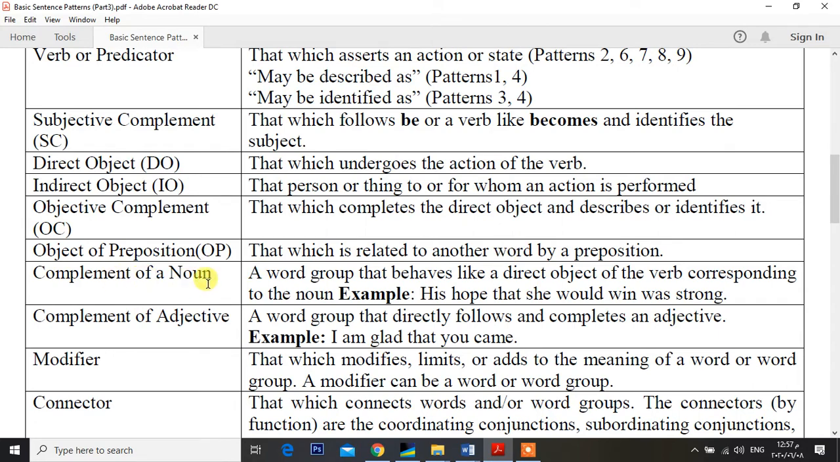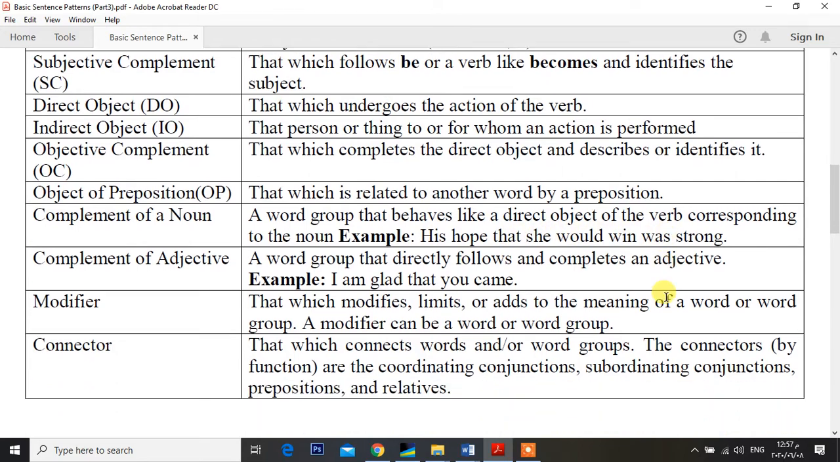Complement of a noun. A function of this label is what? A word group that behaves like a direct object of the verb corresponding to the noun. For example, his hope that she would win was strong. Was strong here is the complement of the noun, which is his hope. So was strong is completing the subject or the noun here, his hope. His hope that she would win was strong.